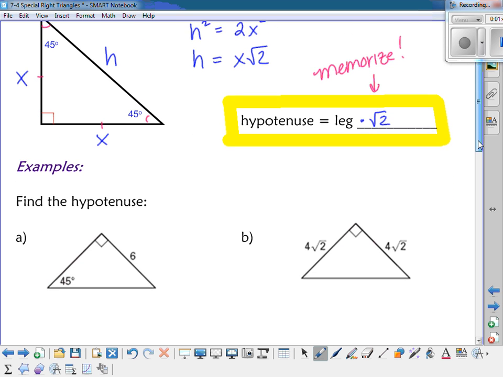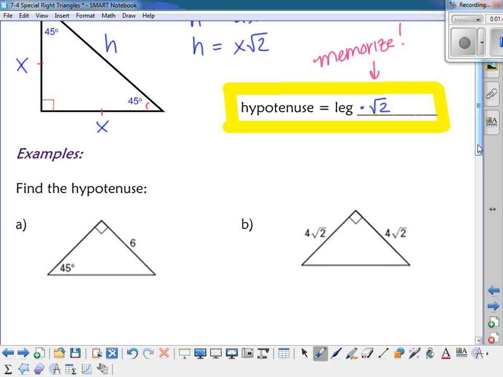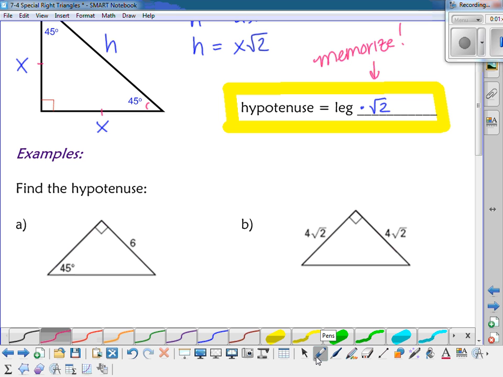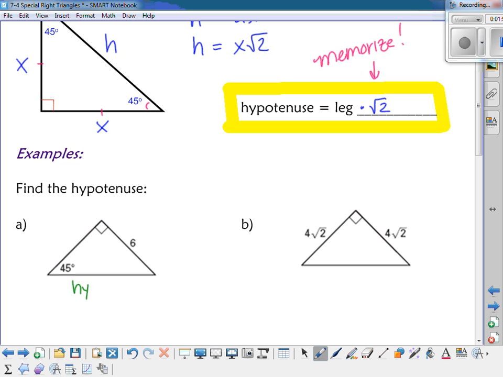First, we have two examples where we're going to find the hypotenuse. So if I look at example A, it's a 45, 45, 90 based on the information they gave me. So I know the hypotenuse is going to equal the leg times root 2. So in this case, it's just 6 root 2 because the leg is 6. And that would be your answer.